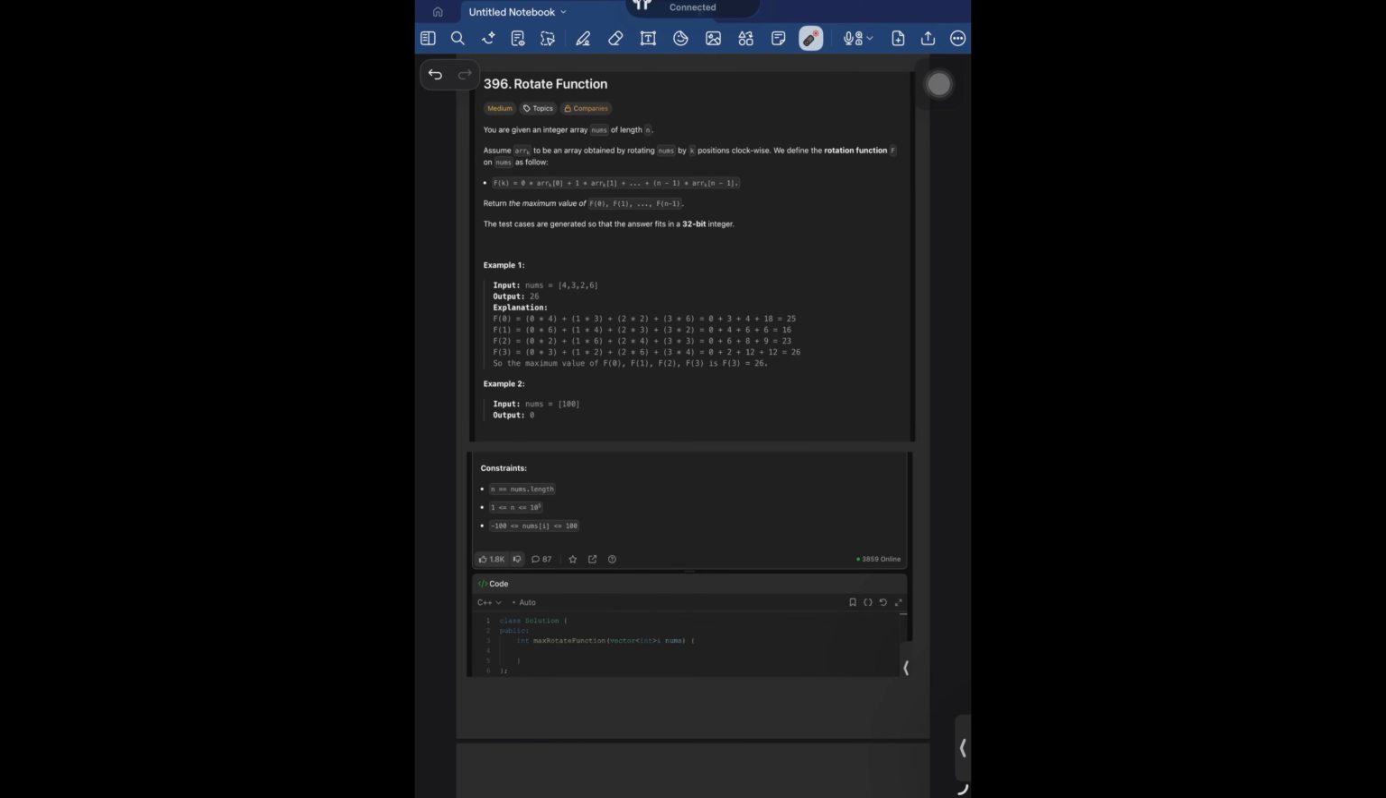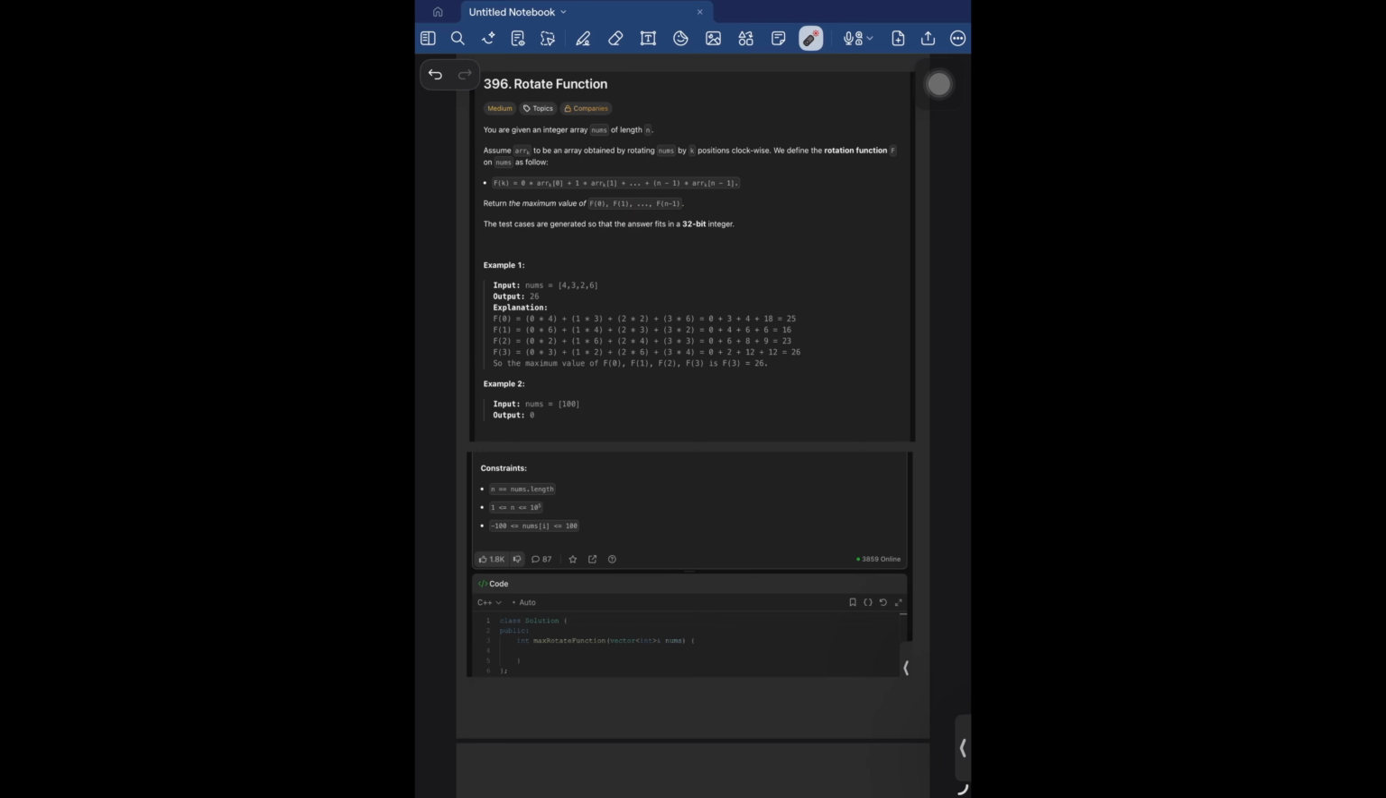So let's discuss today's POTD Leetcode 396 rotate function, where we will be given an array nums of length n. We are given an operation f of k whose definition is given, and I will discuss it during the problem walkthrough. Our main objective is to return the maximum value among f of 0, f of 1, f of 2 till f of n minus 1.